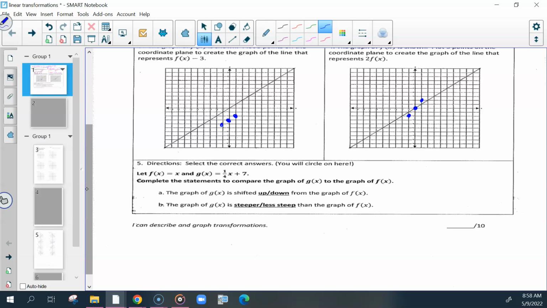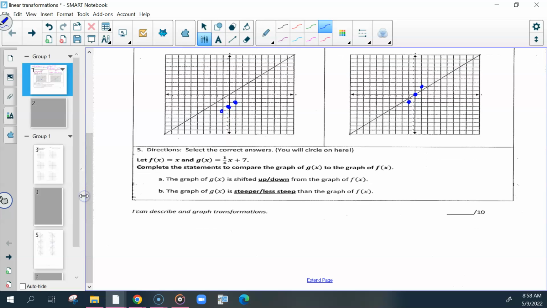For 5, we are comparing these 2 functions. And we need to determine, has it been shifted up or down? Is it steeper or less steep? So if it's shifted up or down, what are we looking at? The y-intercept. So if we're looking at the 2 y-intercepts, has this been shifted up or down? Up. That means for the second sentence, we're looking at our slopes. Is g of x steeper or less steep? Less steep, because of the fraction of 1/4.